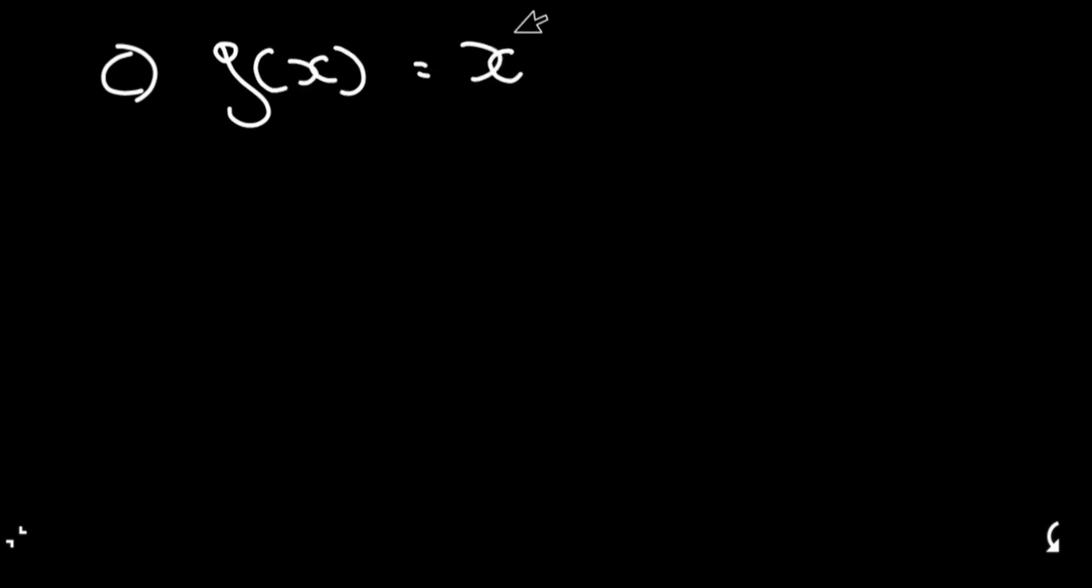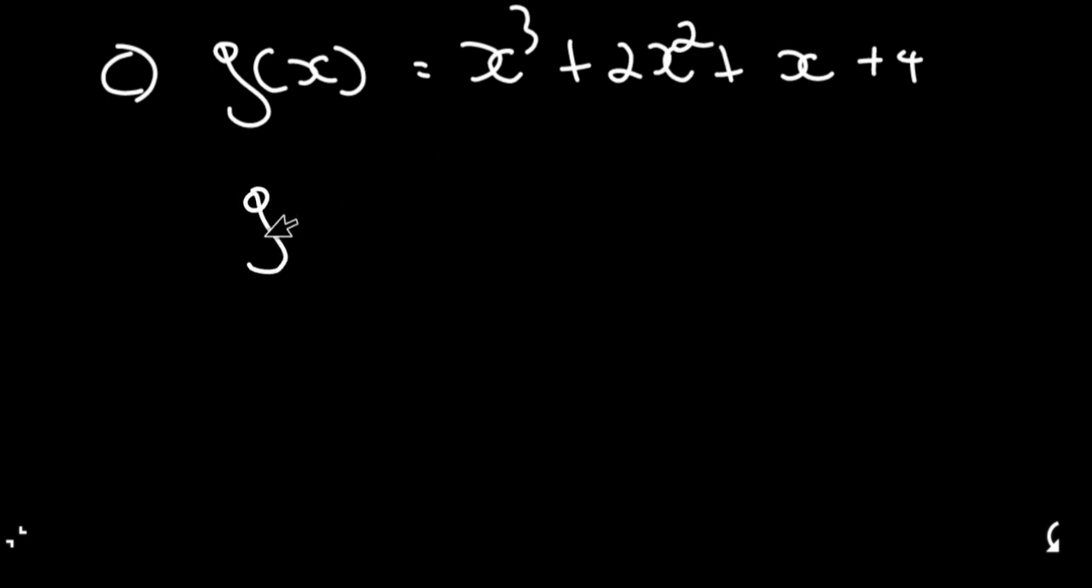So g of x on part C, it's simply g of x is equal to x cubed plus 2x squared plus x plus 4. So let me put 2 here, 2x squared. So differentiate this one. Feel free to pause the video and try to differentiate this one.